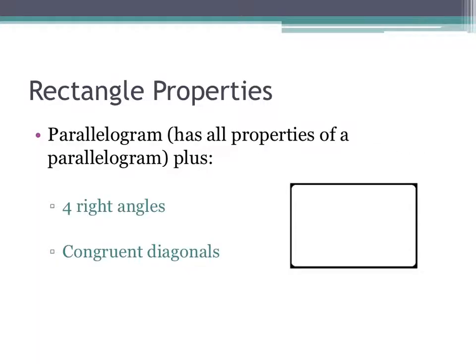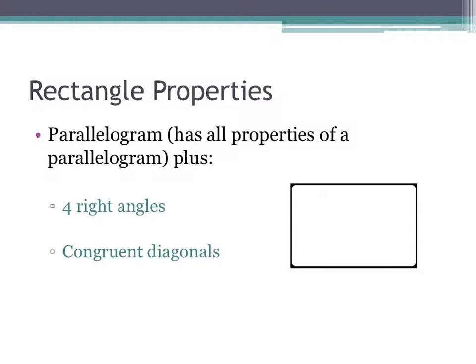Okay, rectangle properties. A rectangle is also a parallelogram, so it has all the properties of a parallelogram. The opposite sides are parallel, the opposite sides are congruent, the opposite angles are congruent, the diagonals bisect each other, and then the consecutive angles are supplementary.